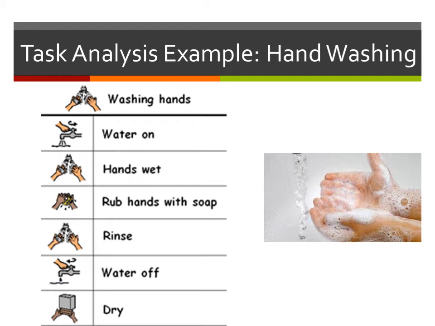If the student did not know how to complete the complex task of washing hands, then this is a more specific example that might be used. It shows more exact steps from start to finish for the one task of washing your hands. First, turn the water on, wet your hands, rub hands with soap, rinse off your hands, turn the water off, and dry your hands. Again, pictures were used here as a visual aid.